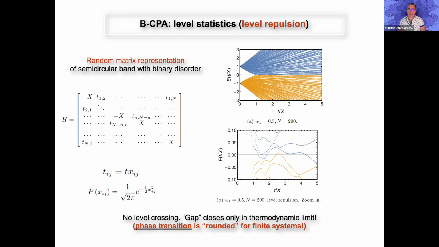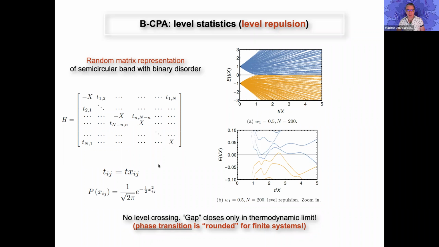So I take a model where I have on the diagonal, this is a Hamiltonian matrix for the tight binding model, I have two site energies, minus X and plus X. So big X stands for site energy. Half of the sites have minus X, half of the sites have plus X. So this is typical binary disorder. And the rest of the Hamiltonian is full with elements Tij. Every matrix element is Tij. So these are random, and they are Gaussian distributed.